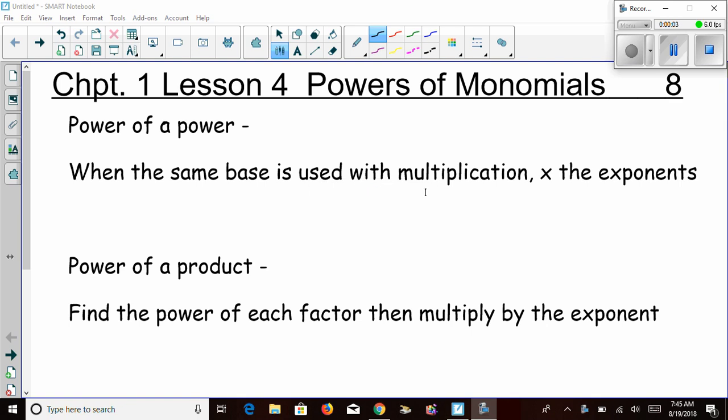All right, welcome to the video for Chapter 1, Lesson 4, Powers of Monomials. So, we've talked about powers a couple lessons ago, where we were taking a base and multiplying it however many times the exponent told us to. In this case, the base itself is going to be a monomial. Let's start off with writing out the definitions.